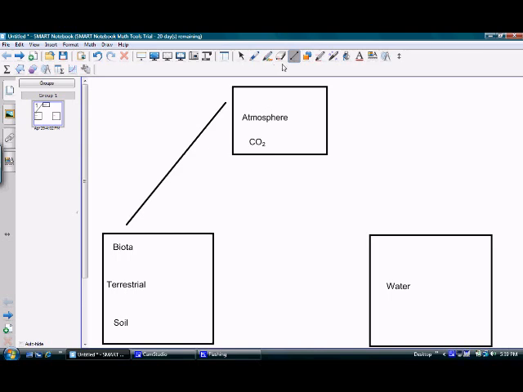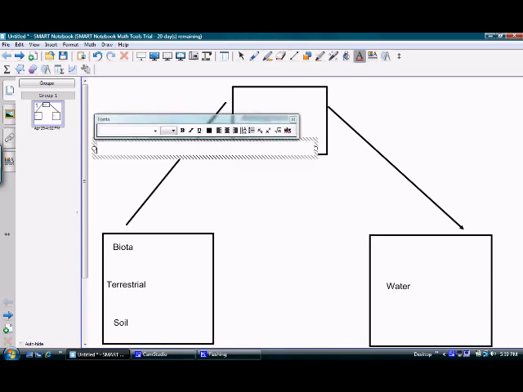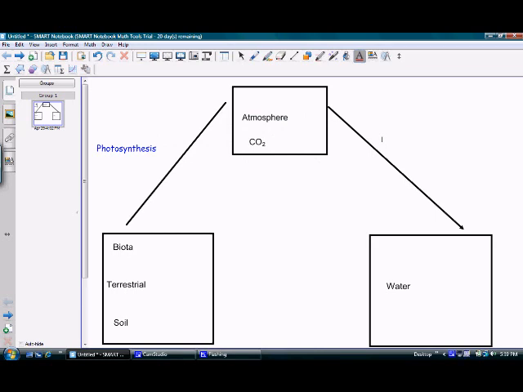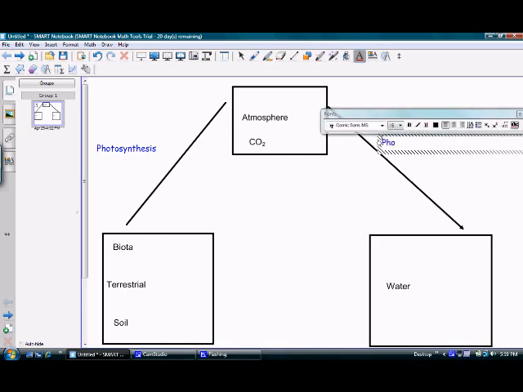It is one of the most important fluxes, and it moves carbon dioxide from the atmosphere to both the terrestrial and the water pools. Photosynthesis happens when plants and algae use carbon dioxide from the atmosphere and turn it into organic carbon and substances that other living species can use.